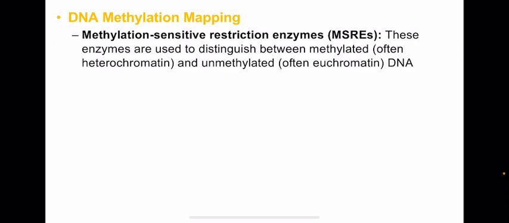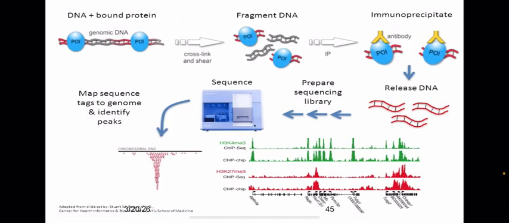So this one we actually use restriction enzymes. We call them methylation sensitive restriction enzymes. These restriction enzymes, we use them to distinguish between the methylated part of the genome from unmethylated parts. And you know, highly methylated parts are mostly heterochromatin, and the unmethylated parts are euchromatin.